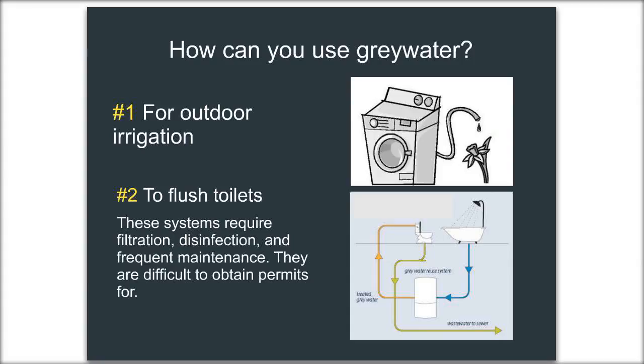If you don't have any irrigation, so you don't have a landscape, or if you're in an apartment building where there's a lot of water and not a lot of plants to water, graywater can also be used to flush toilets. The toilet flushing systems are a little bit more complicated because they require filtration and disinfection, and they require more maintenance. Currently they are more difficult to get permits for, but it's definitely possible to flush toilets with graywater. So if you don't have a landscape to irrigate or you have too much water, you can consider that second option for reusing graywater.